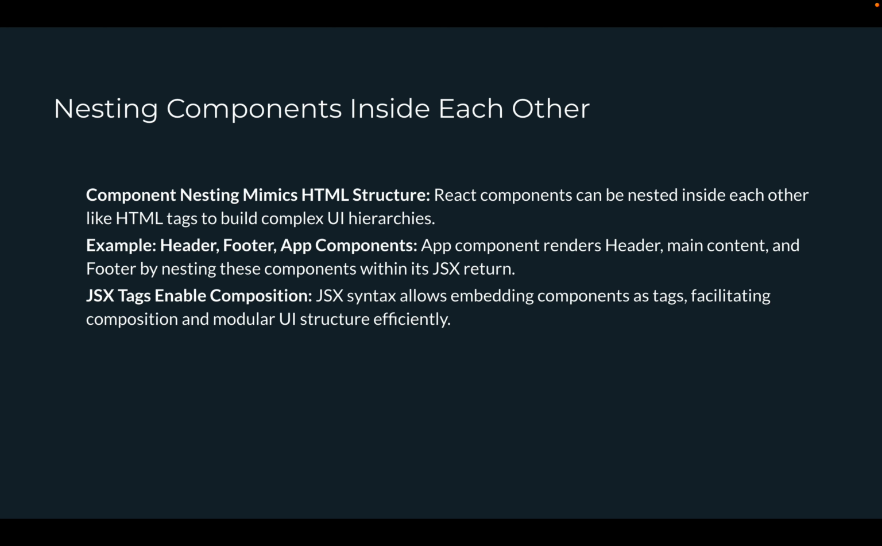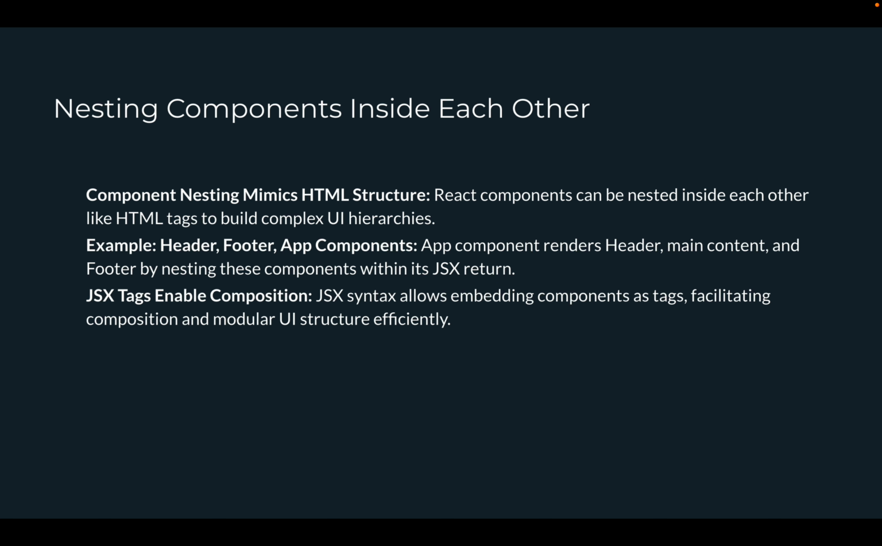Next is nesting components inside each other. Component nesting mimics HTML structure. React components can be nested inside each other like HTML tags to build complex UI hierarchies. Example like Header, Footer, App components. The App component renders Header, main content, and Footer by nesting these components within its JSX return. JSX tags basically enable composition. JSX syntax allows embedding components as tags, facilitating composition and modular UI structure efficiently.